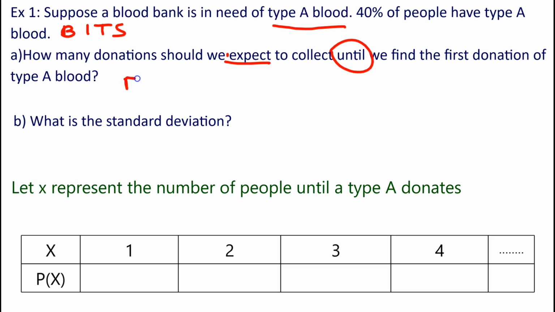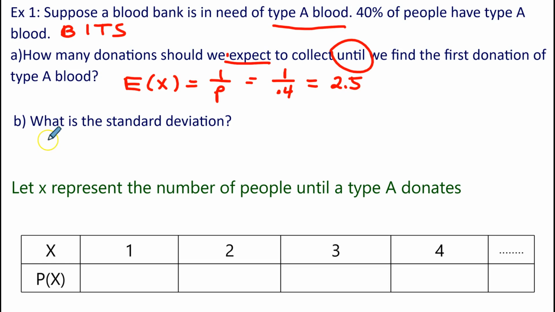The expected value formula is 1 over P. So in this case, it's 1 over 0.4, which is equal to 2.5. So we would expect to see 2.5 donors before we encounter the first person with type A blood.